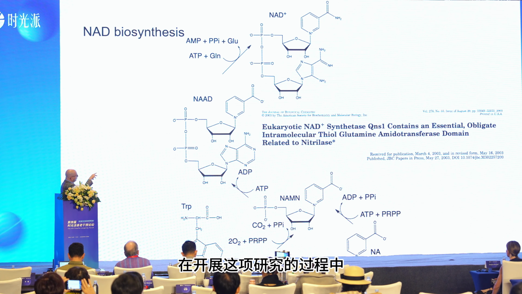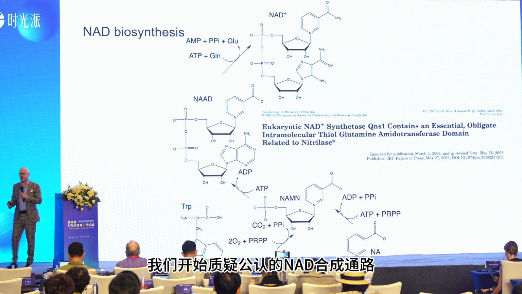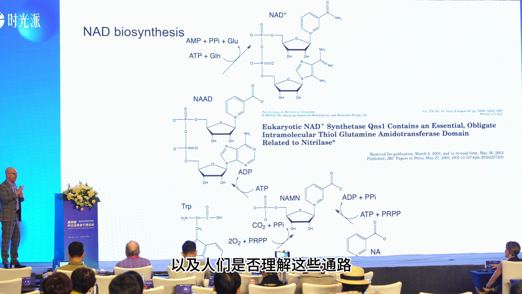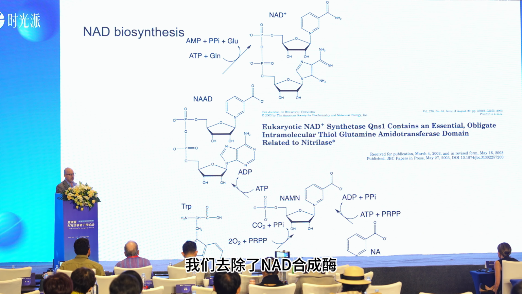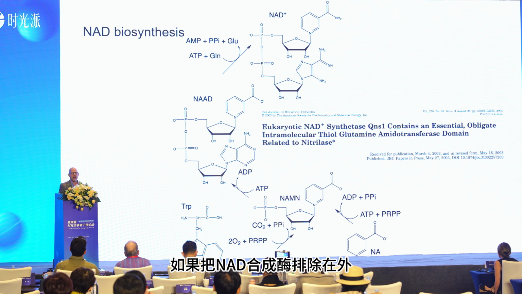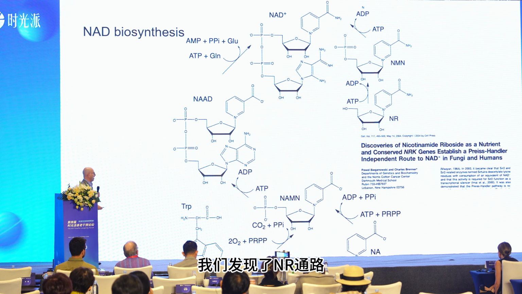And then in the course of doing that work, we started questioning the received wisdom of how NAD is made and whether people understood all the pathways. We knocked out the NAD synthetase. There's not supposed to be another way to make NAD in yeast if you knock that out. But in the course of doing that, we discovered the NR pathway, right?